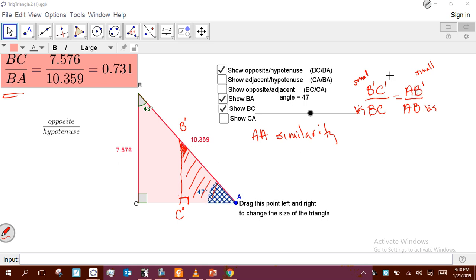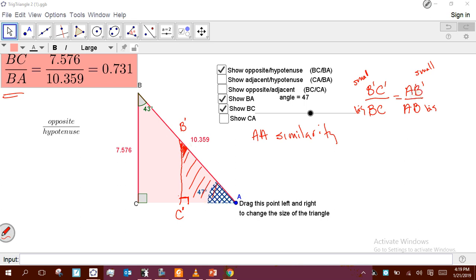And essentially what I want is either a big to big comparison or a small to small comparison, so that I'm looking at the sides of just one triangle. I'm not comparing this side of the small triangle to the side of the big triangle, but can I compare maybe this side of the small triangle to the hypotenuse of the small triangle, or this side of the triangle to the hypotenuse of the big triangle? So I'm going to try to do that.